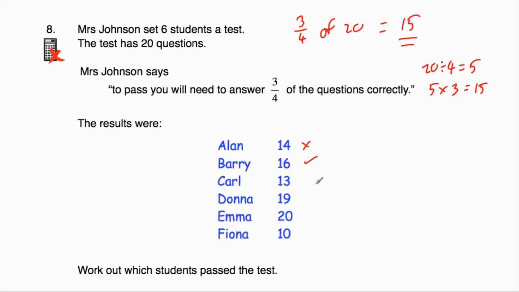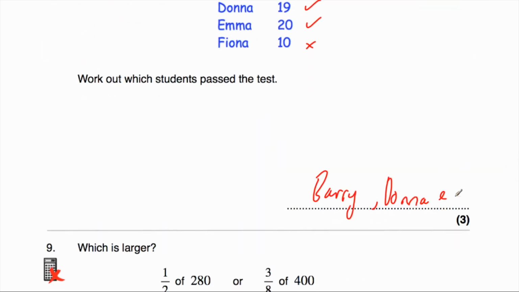Carl gets 13 correct, so that's a fail. He doesn't get 15 correct. Donna gets 19 correct, so she passes. Emma gets 20 correct, all 20 questions, so she passes. And Fiona only gets 10 questions correct, so she needs 15 to pass, so she fails. So the question says, which students pass the test? That's going to be Barry, Donna, and Emma. So let's write that down. Barry, Donna, and Emma.